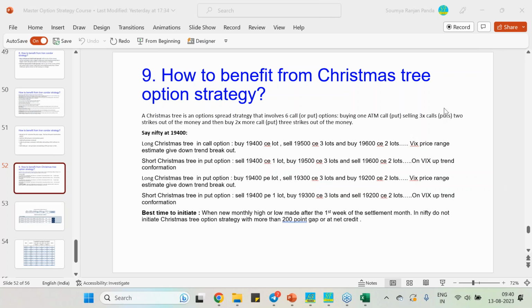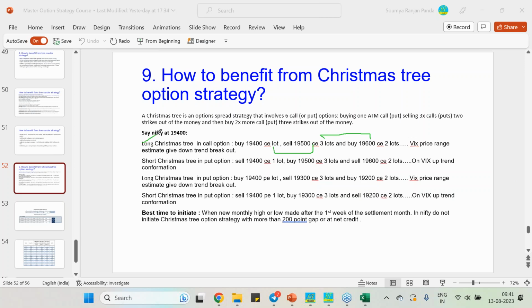So just give me a couple of seconds. This is the Christmas tree option strategy, one of the best strategies. What we do here: normally the Christmas tree option strategy goes with a two higher strike bull spread or bear spread, conducted along with one lower strike bull spread or bear spread. So that is how it works.